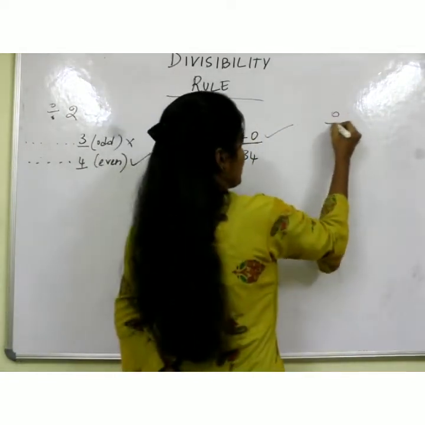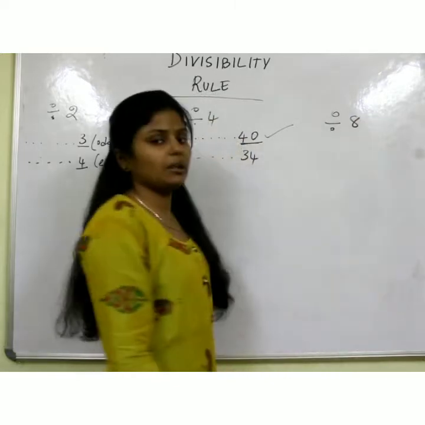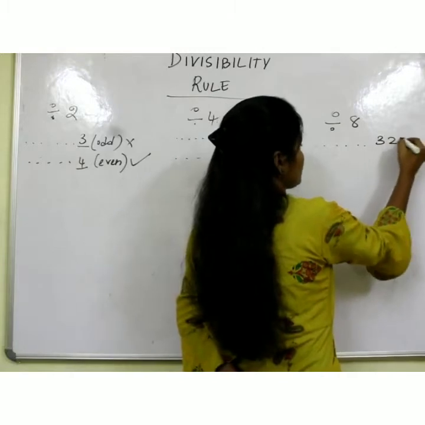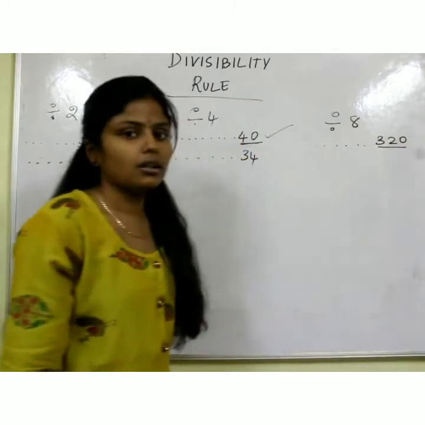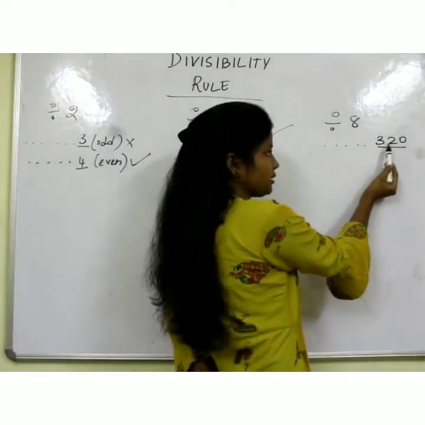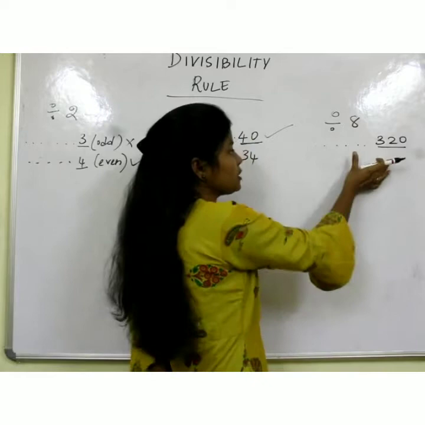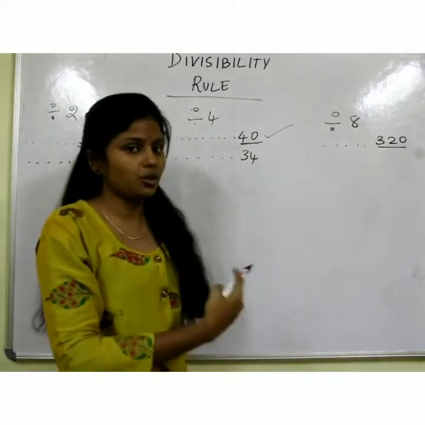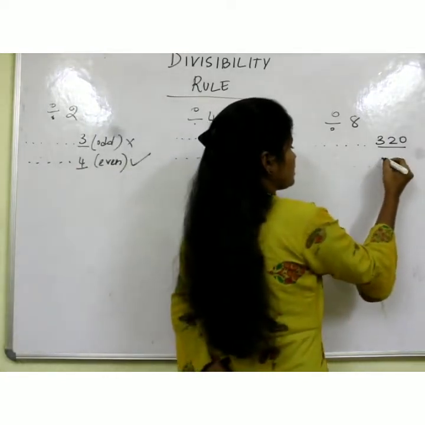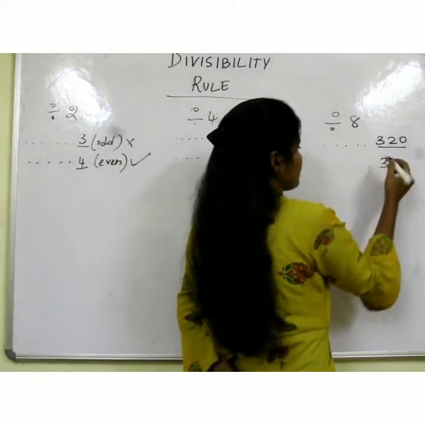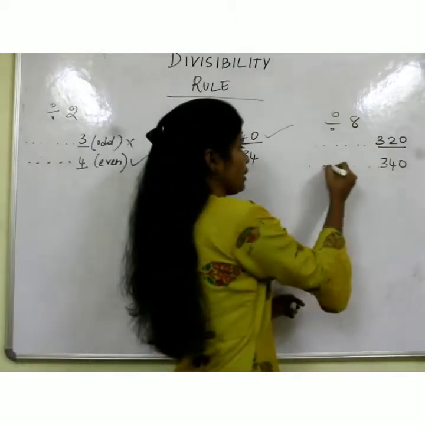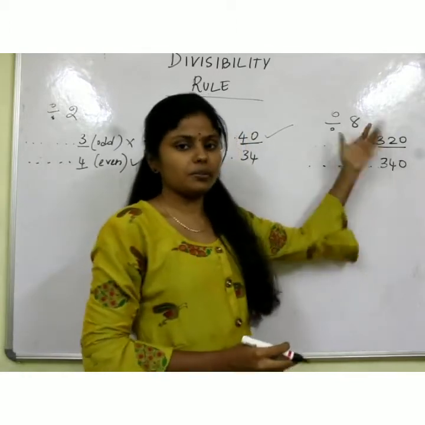While we check with the divisibility test of 8, in this case the last 3 digits are checked to see whether they are divisible by 8 or not. In this number, the last 3 digits are 320, which is divisible by 8, which makes the entire 15-digit or 16-digit or n-digit number divisible by 8. If the last 3 digits are 340, then 340 is not completely divisible by 8, which makes this 15-digit number not divisible by 8.